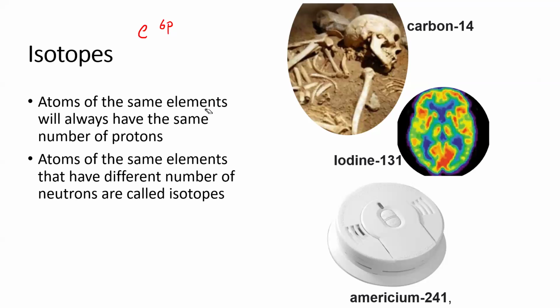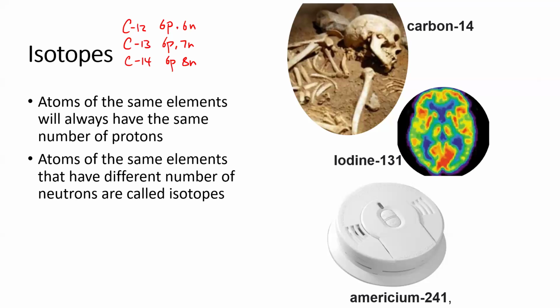However, the number of neutrons might be different. Right? Some carbon, for example, if I have carbon 12, it would have 6 neutrons. Numbers are not important, okay? You don't have to memorize them. Carbon 13 has 6 protons, but 7 neutrons. Carbon 14, 6 protons, but 8 neutrons. So atoms of the same element that have different numbers of neutrons, we call them isotopes. Isotopes.